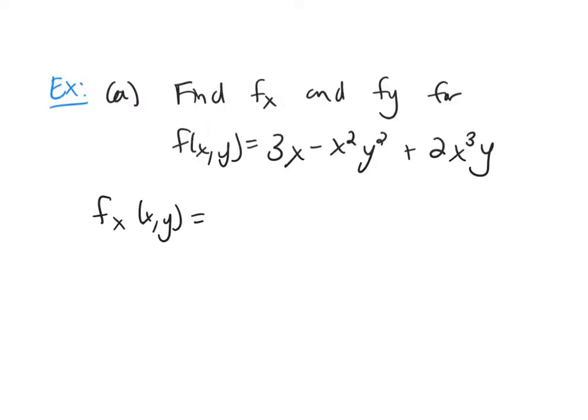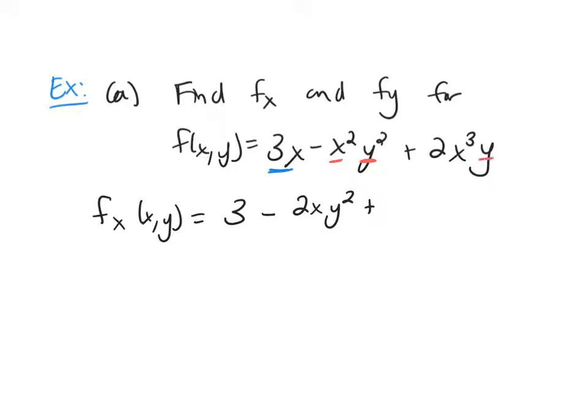So we're going to take the derivative of 3x, and that's just going to be 3. We're taking the derivative with respect to x here. And now if you look at this next term, I have x squared y squared, but this y squared is just a constant. So really you're just going to take the derivative of the x squared, so you'll get 2x y squared.